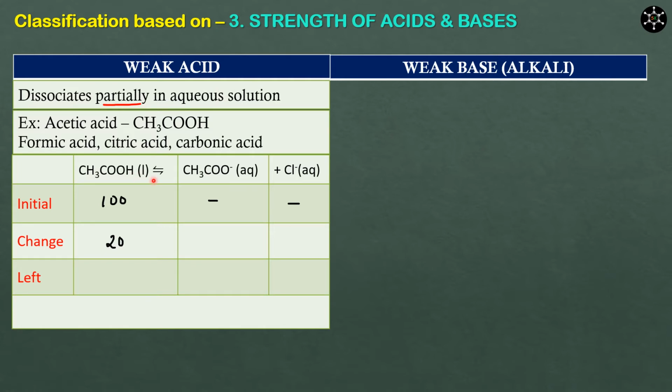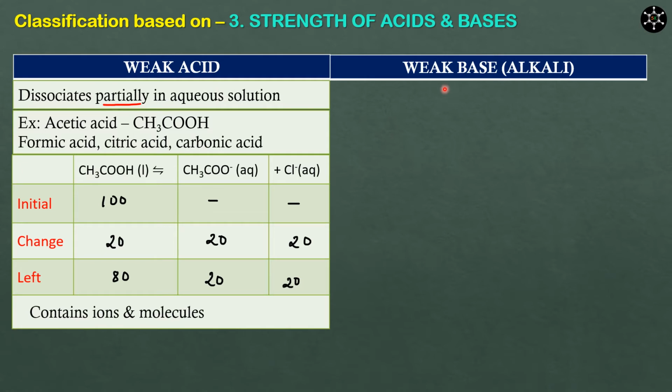Since one acetic acid gives one acetate and one hydrogen ion, 20 acetic acid molecules dissociate to give 20 acetate and 20 hydrogen ions. So, after the dissociation, we will have 100 minus 20, that is 80 acetic acid molecules left in the solution in the molecular form. Along with these 80 acetic acid molecules, we will have 20 acetate ions and 20 hydrogen ions. So, acetic acid solution in water contains both ions and molecules.